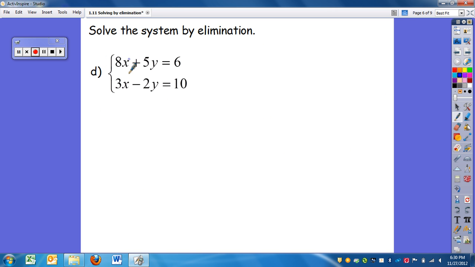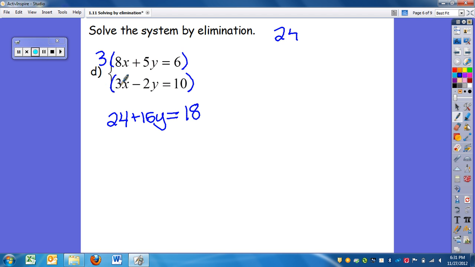All right, so D is another example where the variables line up, but they're not opposite from each other. So you need to pick which variable to get rid of. It doesn't matter. I'm going to get rid of the x's in this case. So what I need to do is think to myself how to make 8x and 3x opposite of each other. So really you're looking for the least common multiple of 8 and 3, which is 24. So I'm going to take this top equation times 3 to get 24x plus 15y. Don't forget to multiply the 6. A lot of students forget to do that.